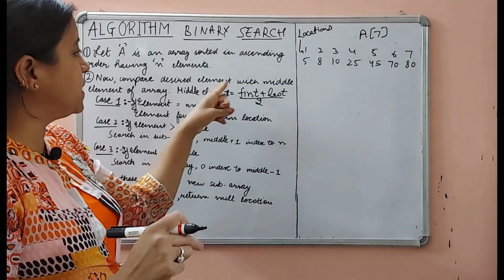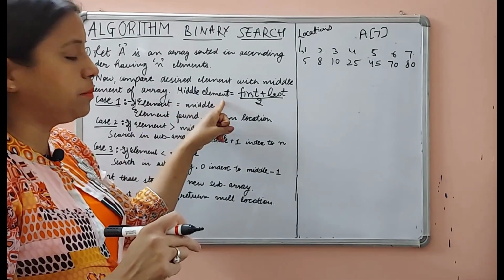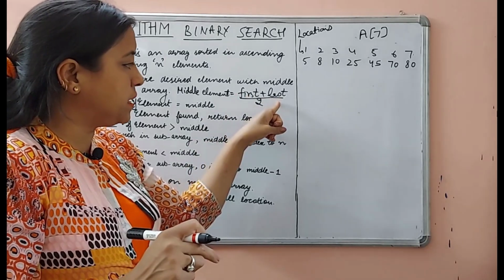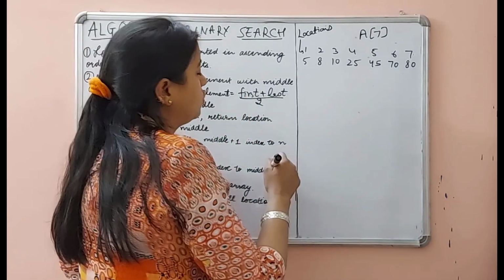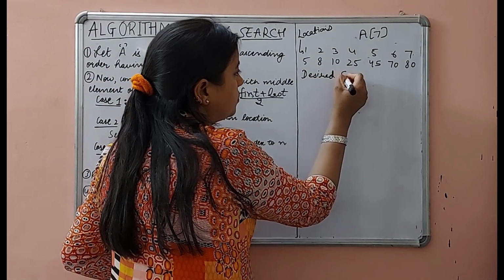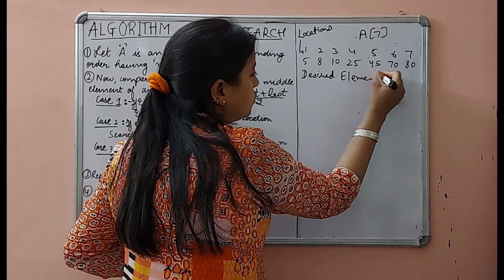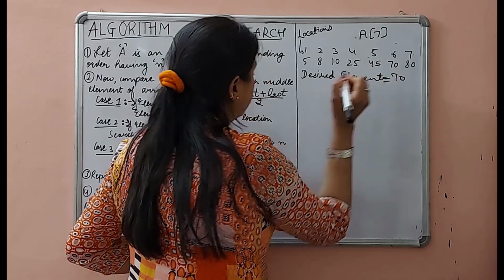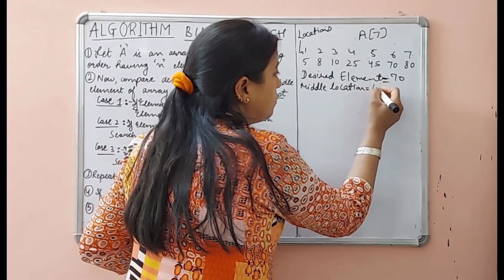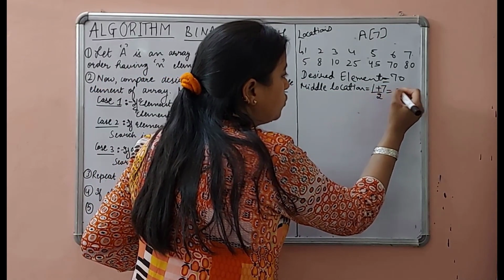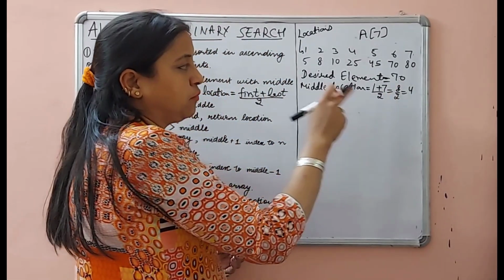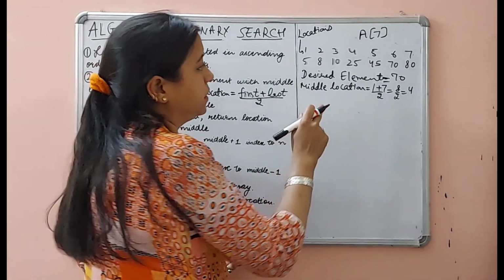Next, compare the desired element with the middle element. How can we find the location of the middle element? First location plus last location divided by 2. So let the desired element be equal to 70. Middle location is first location plus last location divided by 2, means 1 plus 7 divided by 2, 8 divided by 2 is equal to 4. Means the element at the fourth location is the middle element, means 25.